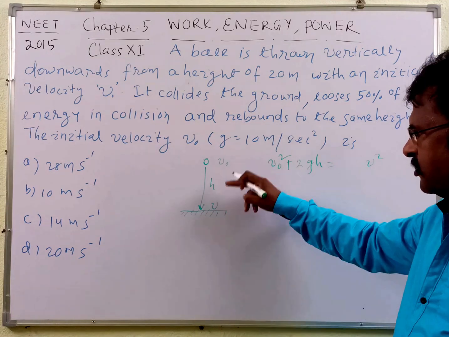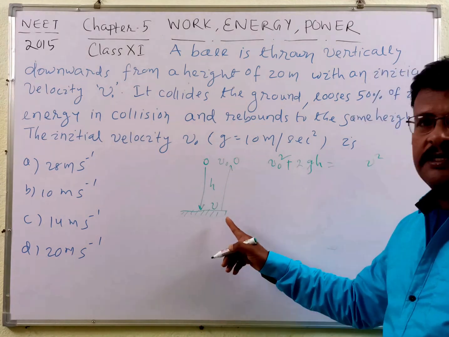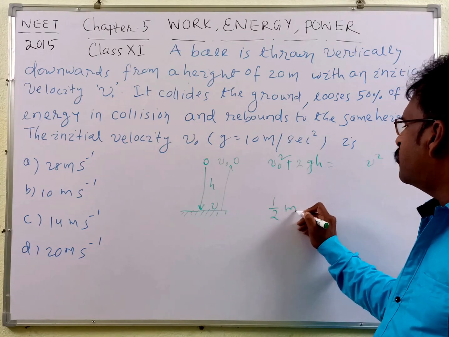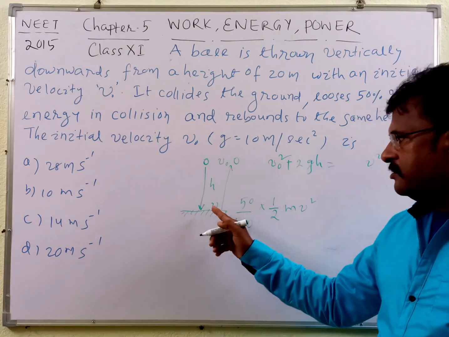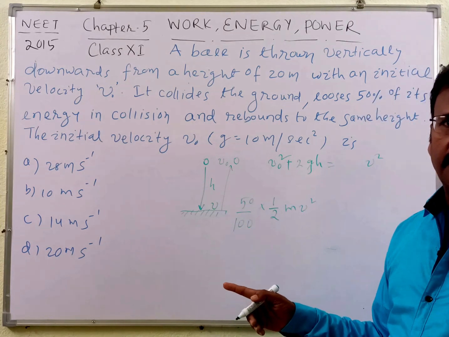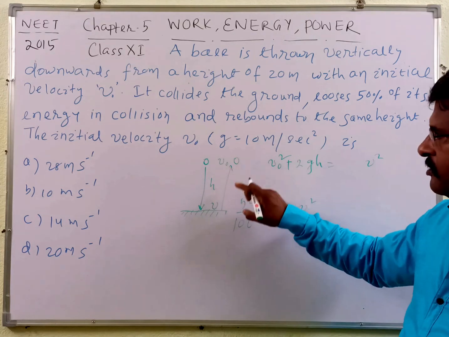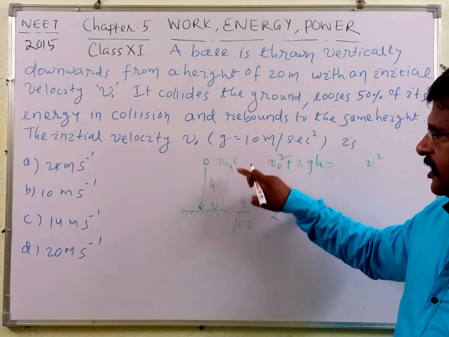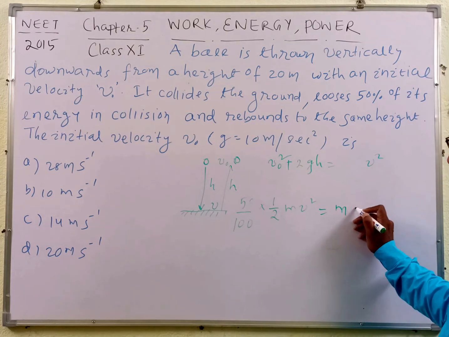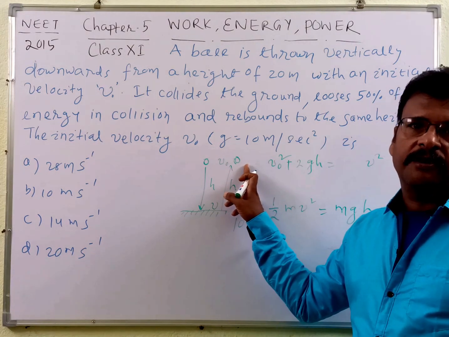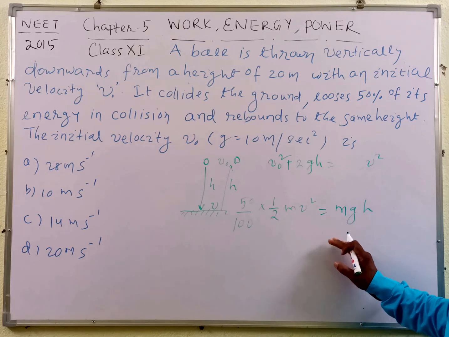Students, from this point, the ball again rebounds to this position, and 50% of its kinetic energy is lost. What is its kinetic energy at this point? This was half m v square, and 50% means 50 by 100. This energy was lost, and where does this energy go? You know from the law of conservation of energy, energy can neither be created nor destroyed. So this energy has been spent to gain the potential energy of the ball, because spending this amount of energy, the ball has rebounded to this point, at a height of h. So what is this energy? That is equal to mgh, because the potential energy of the body here will be equal to mgh, and spending this amount of kinetic energy, it has gained a potential energy of mgh.